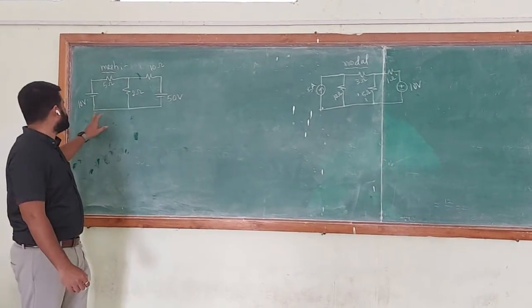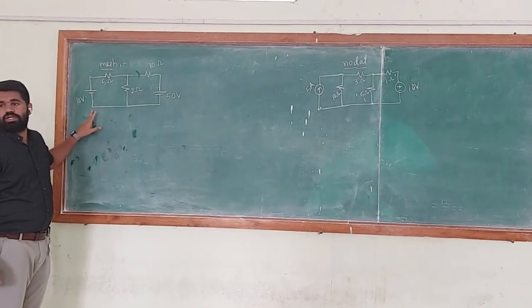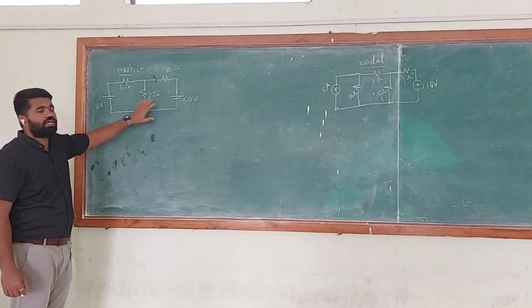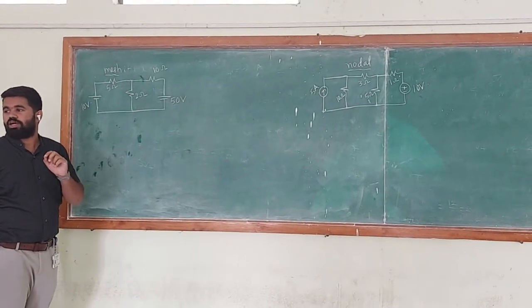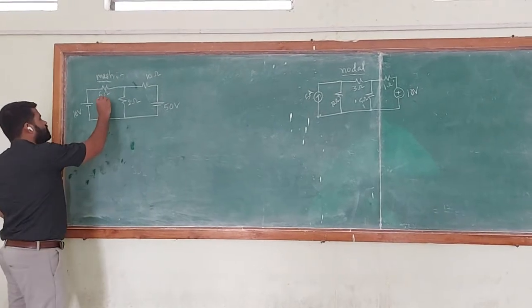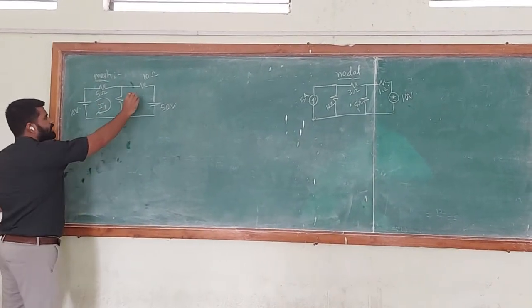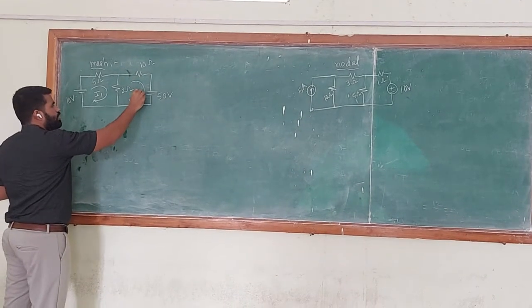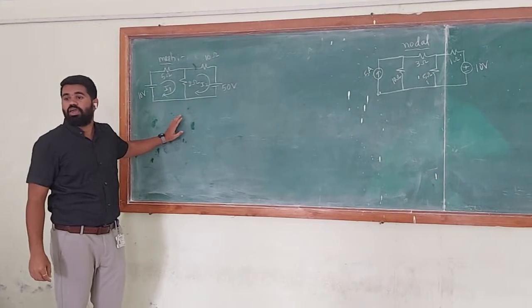In case of mesh analysis, first we should identify the number of loops. What is meant by a loop? Start from here; it should be a closed path. It is loop one. How many loops are there in this? We have two loops. Then after identifying the loops, give the current directions. I am assuming this is the I1 current, and in this one the I2 current.